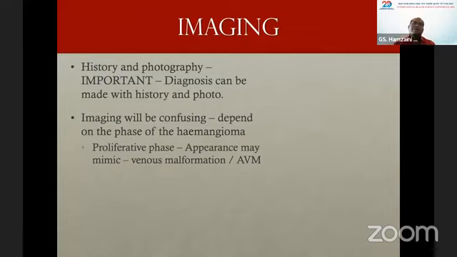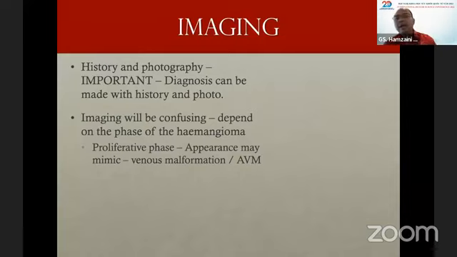Imaging for hemangioma, number one, history and photography is very, very important. Diagnosis can be made with history and photo. So imaging will be a bit confusing because it will depend on which phase you are imaging the lesion. If you are imaging the lesion during the proliferative phase, then the lesion may look like an AVM or high flow lesion.